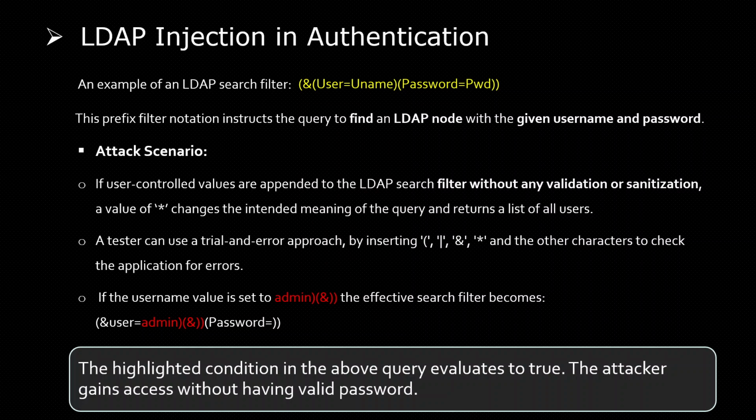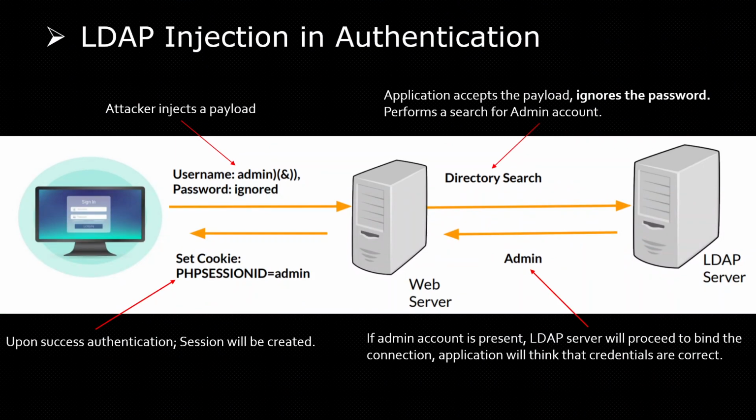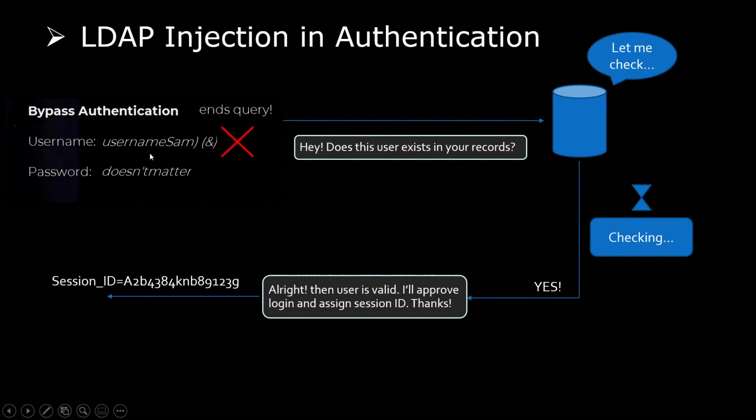So this will become the search filter. This is how it will work. So this is how the search filter will become. The user is admin, and then you close the query, and the password is equal to part of it gets ignored. So what happens? This will become the query: check for a record which has this username, and end the query, and do nothing for the password.